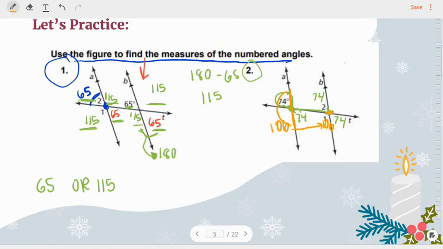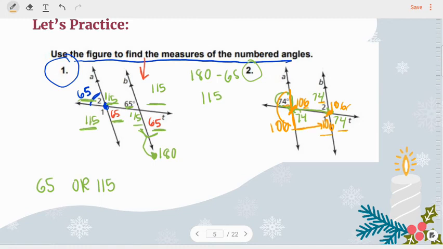And remember the pattern. My angles are only 106 or 74. So 106 because these are vertical, and 106 because these are vertical. And that is how I find my missing angles on a diagram. Again, notice the pattern, 106, 74, 106, 74, 106, 74, 106, 74.